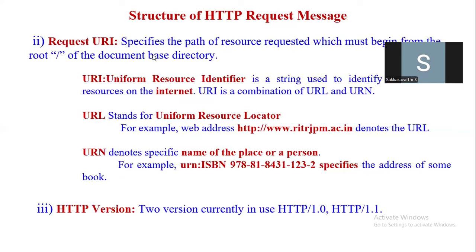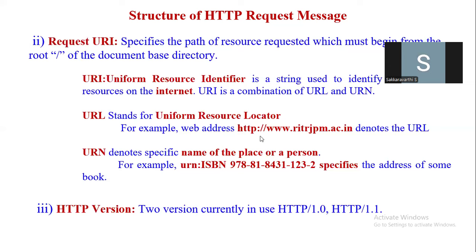And request URI. It specifies the path of the resource requested, that is, the location of the resource where it resides in the server, which must begin from the root of the document-based directory. URI, Uniform Resource Identifier, is a string used to identify resources on the internet. URI is a combination of URL and URN. So URL stands for Uniform Resource Locator.